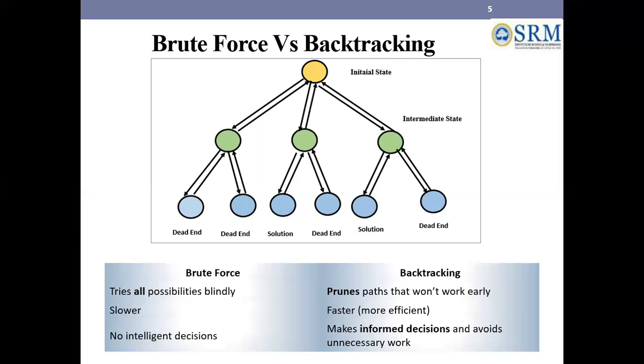And what's the difference between brute force and backtracking? Brute force tries all the possibilities blindly, without checking, without applying the pruning concept. Here the backtracking prunes the path that won't work early. So the time can be saved. So the brute force approach, without seeing any constraint, tries all the possibilities. So it takes more time. The problem solving algorithm is very slow.